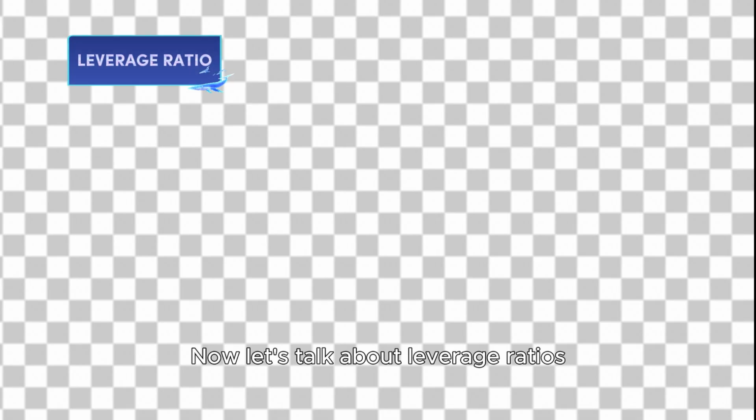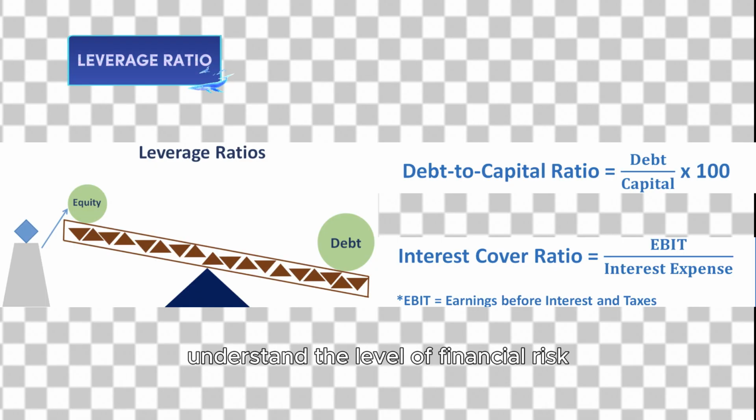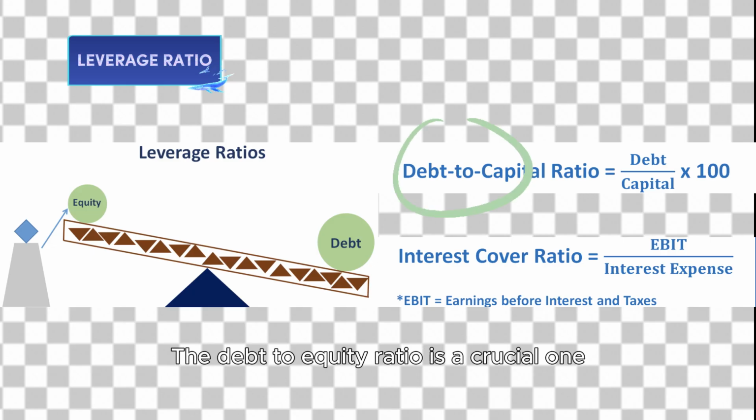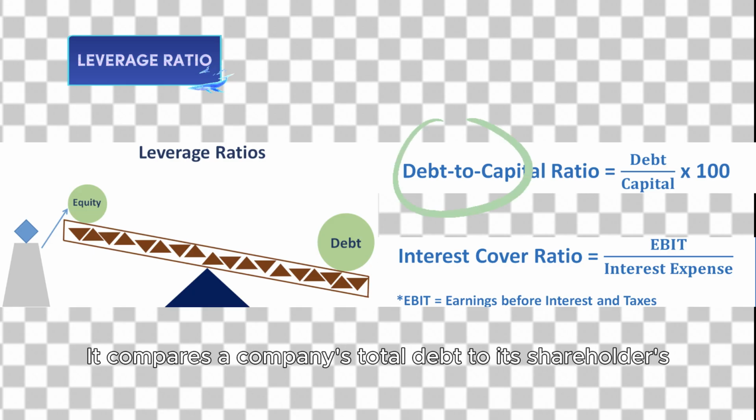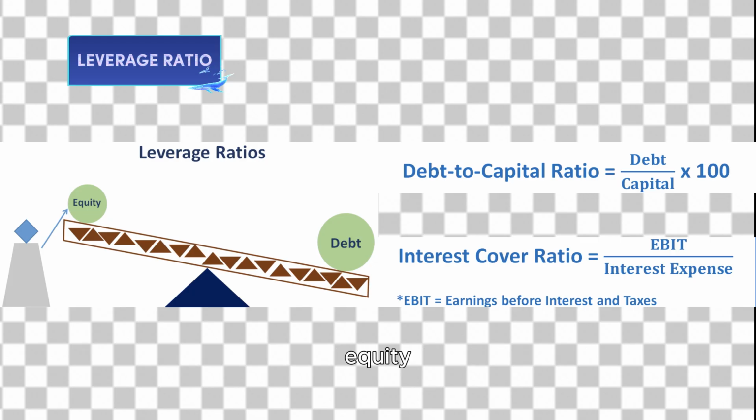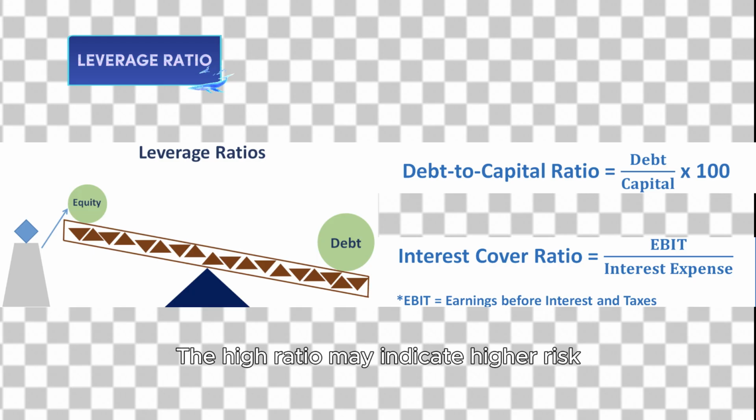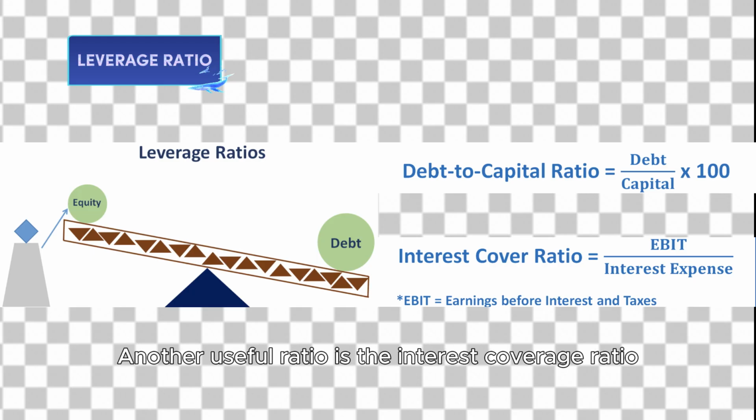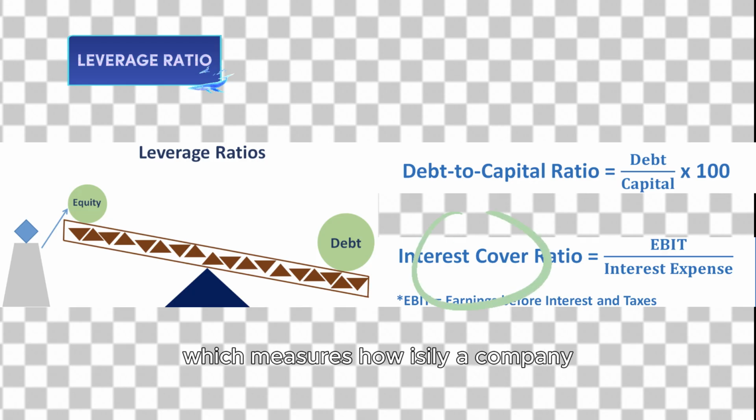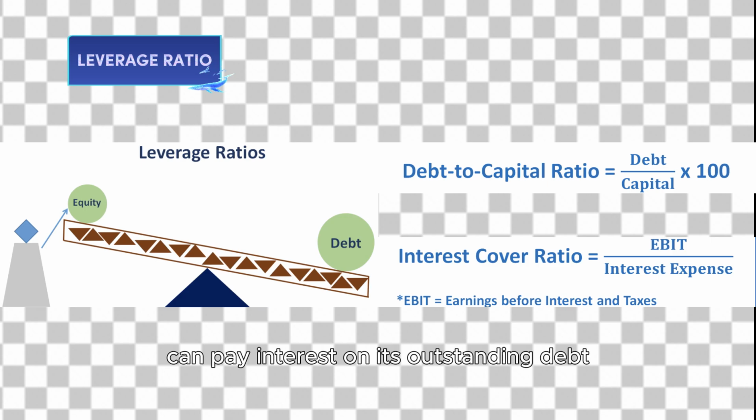inventory. Now let's talk about leverage ratios, which help investors understand the level of financial risk a company is taking on. The debt-to-equity ratio is a crucial one. It compares a company's total debt to its shareholders' equity, showing how much of the business is financed by debt versus owners' funds. A high ratio may indicate higher risk, especially during economic downturns. Another useful ratio is the interest coverage ratio, which measures how easily a company can pay interest on its outstanding debt. The higher this ratio, the more comfortable the company is in meeting its interest obligations.